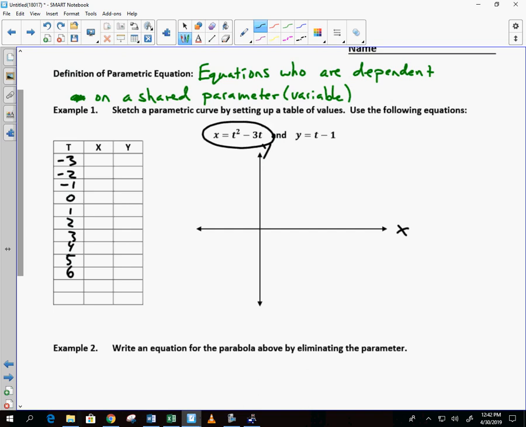So we square the -3, which is 9, and then we subtract 3 times -3, or add 9. So you get 9 plus 9 is 18. Then we plug in -2. -2 squared is 4, and it's going to be plus 6, which is 10. -1 squared is 1. Minus -3 is 4. 0 squared minus 3 times 0 is 0.